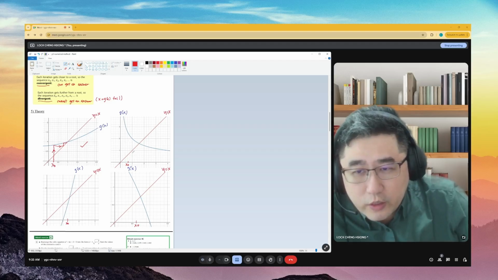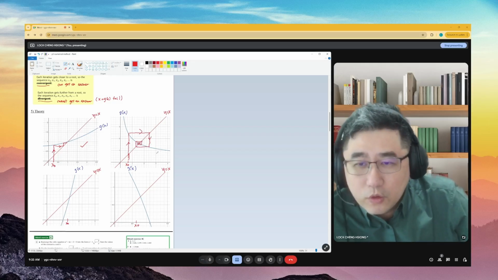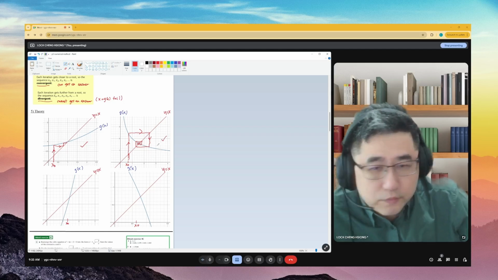So for the second graph here, I go up to the blue color, then go to the red, go to the blue, go to the red, go to the blue, red, blue, red, blue. You also can see that it moves towards the answer. Okay, this one also works.